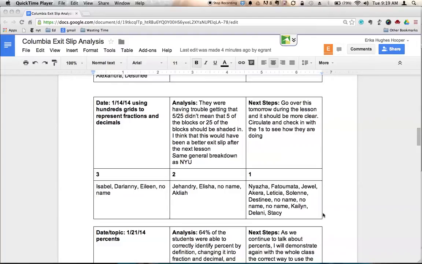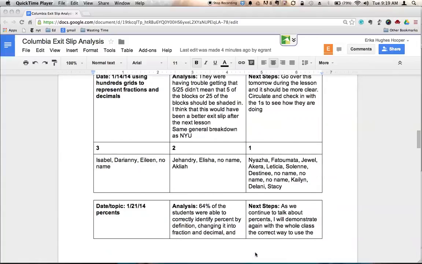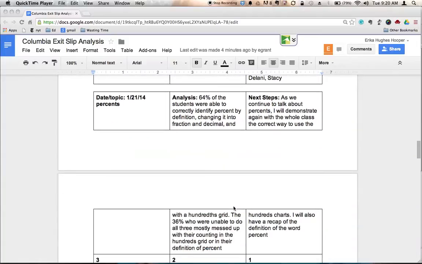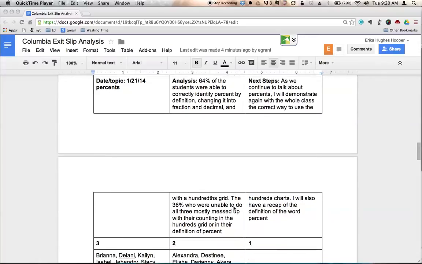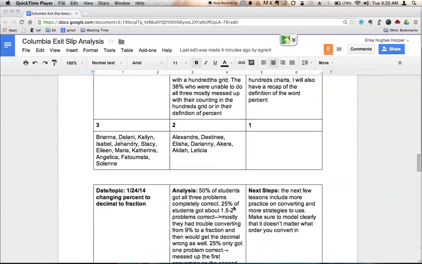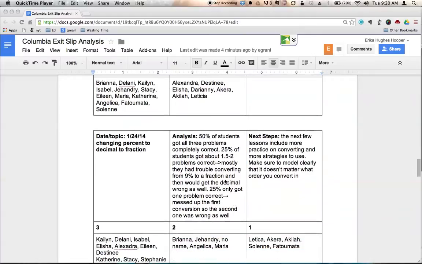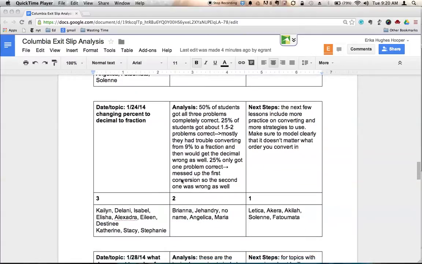Once I figure out that analysis and look at the percentage of students who were able to answer correctly or incorrectly, I also look for patterns. I know there's one down here that has a pattern. Here I noticed that of the people that got it wrong, most of them had trouble converting from the percent to a fraction, and then they would get the decimal wrong. So I try to figure out if there are any patterns of where students got things wrong, so I can do a more targeted reteach or a more targeted conference if I need to.